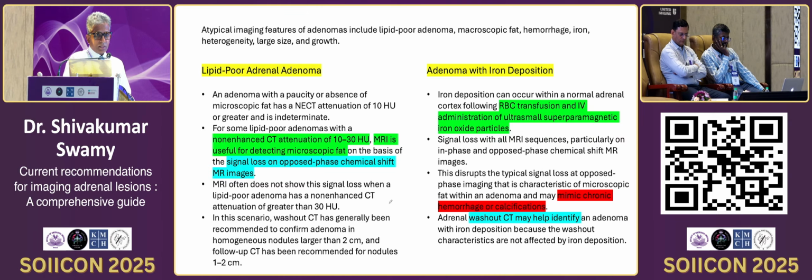On the other hand, there are scenarios where lesions can look bright on MR, especially when somebody has been given transfusions or superparamagnetic iron oxides, where they can appear bright on T1-weighted images. In such scenarios, you switch to CT and do a washout technique and do the assessment.